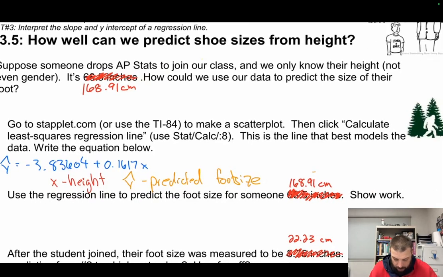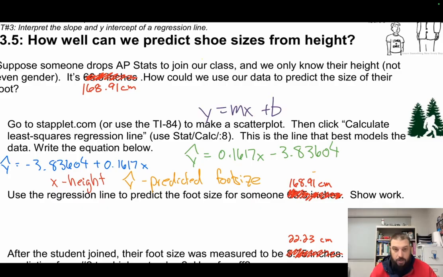Another way you might see this written out, one you're maybe more familiar with, is y hat equals 0.1617x minus 3.83604. And that is similar to your y equals mx plus b formula, right? Our slope-intercept formula, which are the same thing. We'll talk about those in a little bit as well.